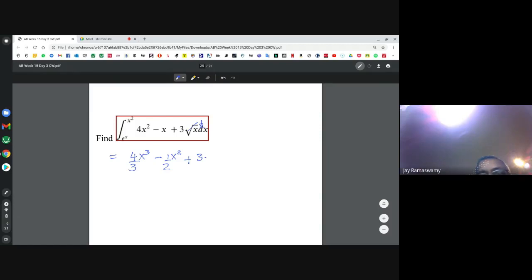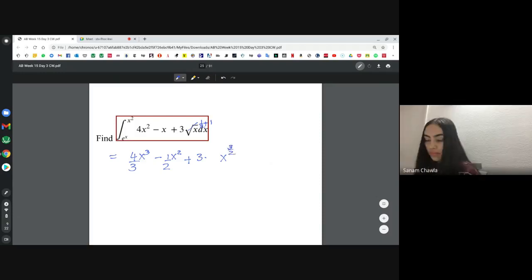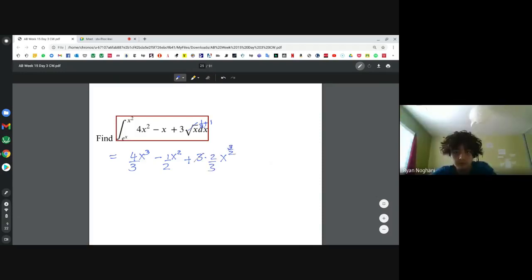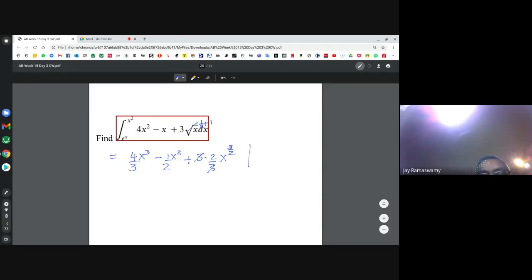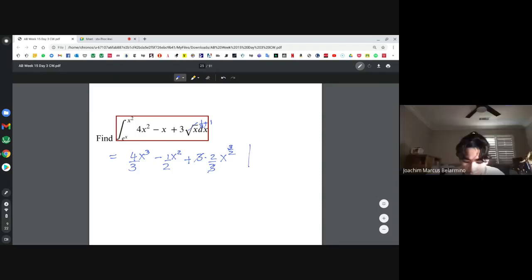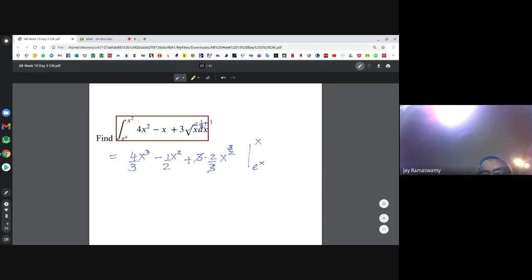So x to the power of, hint, add a 1, show the 1. x to the power of 3 halves, times 2 over 3. And then lower limit, e to the power of x, upper limit x squared. The only reason this looks weird is that the limits are functions instead of constants, but that's okay. We'll do the same thing. So 4/3, show the work, is x squared cubed. I'm just replacing all the x's with the upper limit and the lower limit.